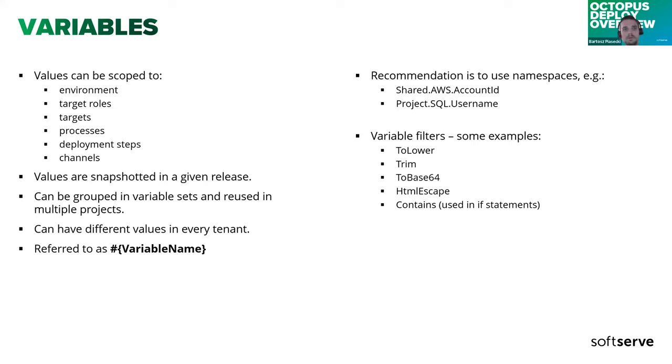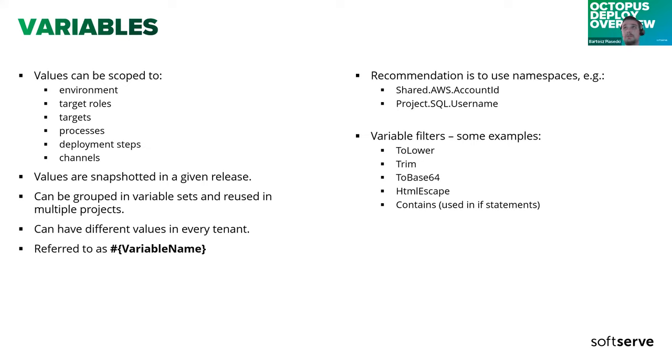When it comes to variables, values can be scoped to some properties, and I will explain that in a moment. So they can be scoped to environment, target roles, targets, processes, deployment steps, and channels. And this means that a variable can have a different value for each environment.